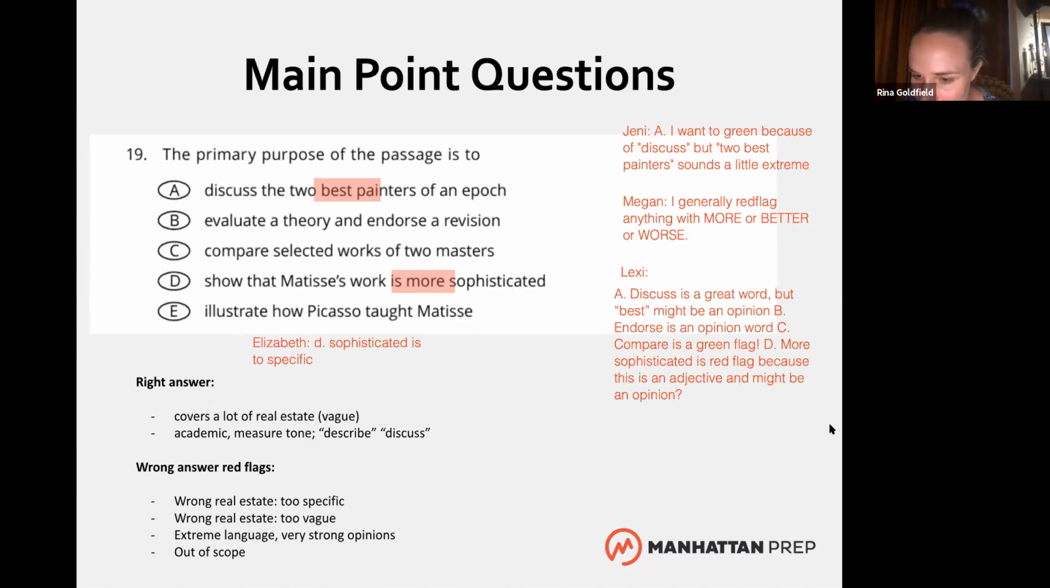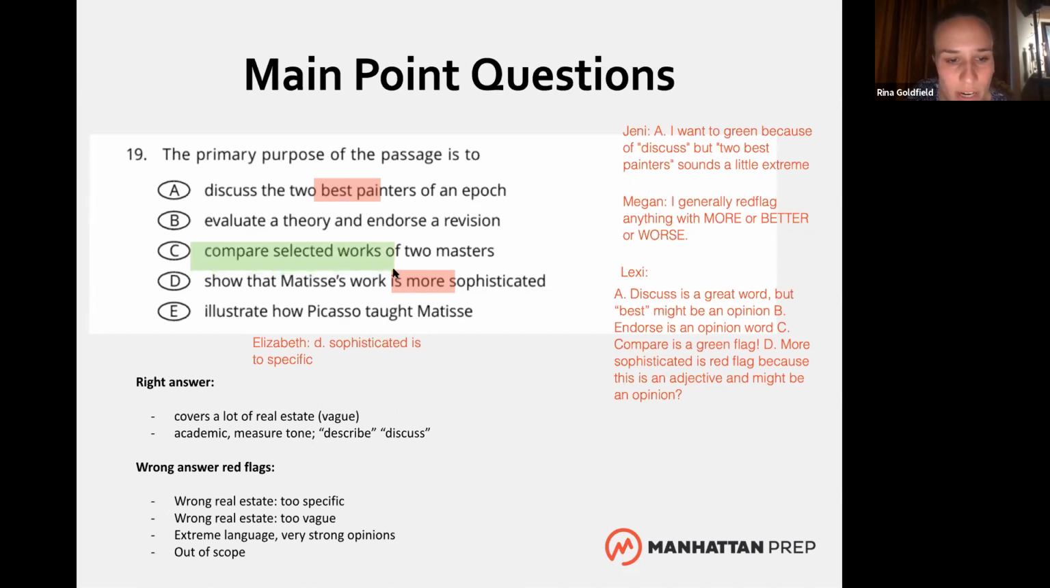Okay, let me scroll back up and see what kinds of green flags you guys noted. Great. So we're seeing some good green flag, potentially E, like illustrate, right? Maybe Picasso taught Matisse. C, possible and but very short, says Amira. Ali says C, green flag seems vague but academic. Excellent. So I think both C and E are great answers to green flag.